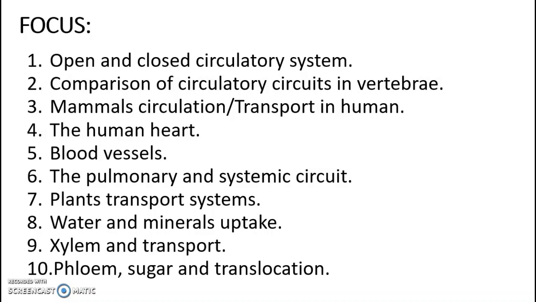We will look at the human heart, different types of blood vessels, what is the pulmonary and what is the systemic circuit. From animals, we will move on to circulatory system that is present in plants, where we will focus on the plant transport system, water and mineral uptake by xylem and phloem.